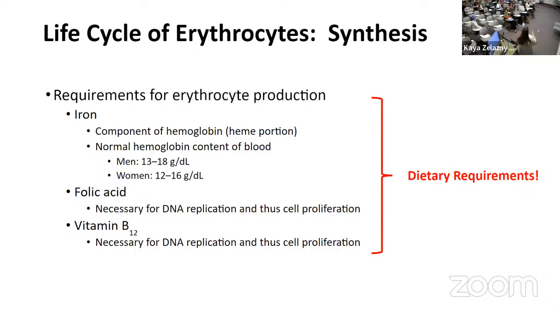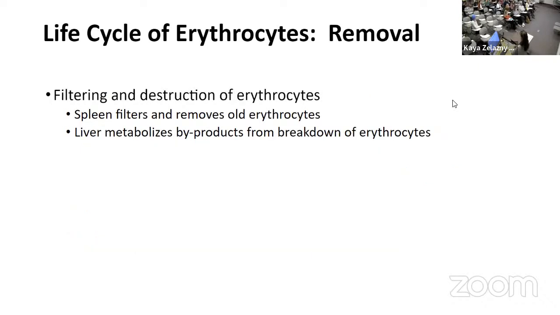Okay. The other thing is vitamin B12. You also need that for DNA replication and cell proliferation. So anytime you're trying to grow new cells, new tissues, you're going to want folic acid and vitamin B12. So you need them for your erythrocytes, just like everything else. And you need that iron because you're trying to make blood. You're trying to make hemoglobin. It needs that iron to carry the oxygen. All right. So those are the things we need.